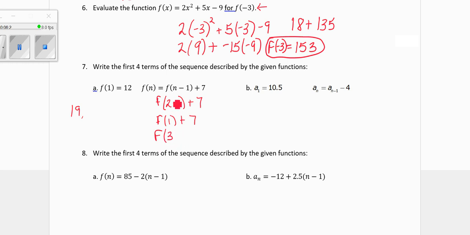So to find my third term, I'm going to do 3 minus 1, which will give me my second term. I want to add 7. So I want to take my second term and add 7. So 19 plus 7 will give me 26. And now that I know I'm just adding 7, I'm just going to continue. My third term will be 33. And my fourth term will be 40.